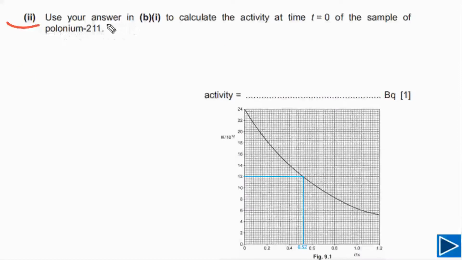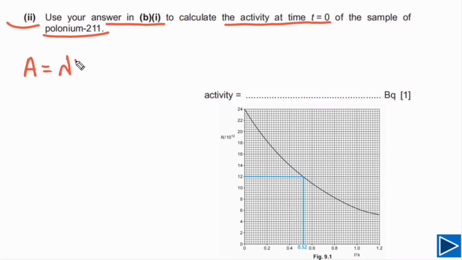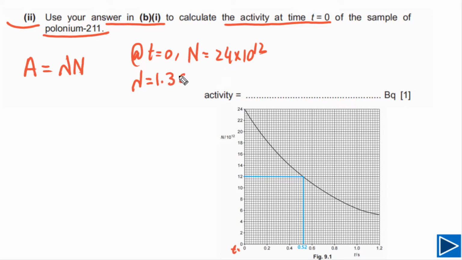For the second part, we need to use the answer from B1 to calculate the activity at time t is equal to 0 of the sample of polonium 211. We need to calculate activity, and activity is equal to lambda N. We have to calculate activity at time t is equal to 0. So here we have time t equal to 0, and we have number of nuclei. So at t is equal to 0, we have number of nuclei, that is equal to 24 times 10 to 12. And the value of lambda we have calculated in part B1. That was equal to 1.3 per second.